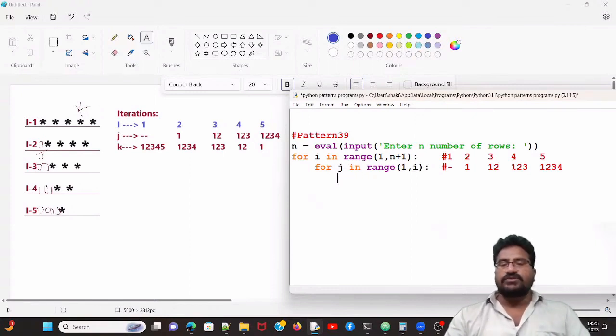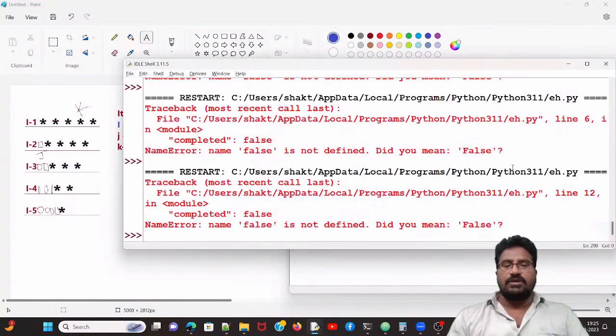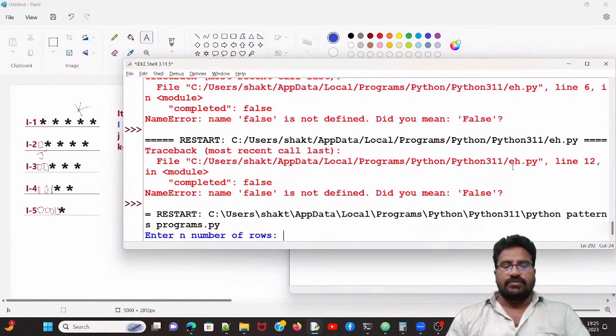And each time, what I want to display is the space. Space equals space, again space equals space. And I take this one here. Now let us try. I am giving 5.